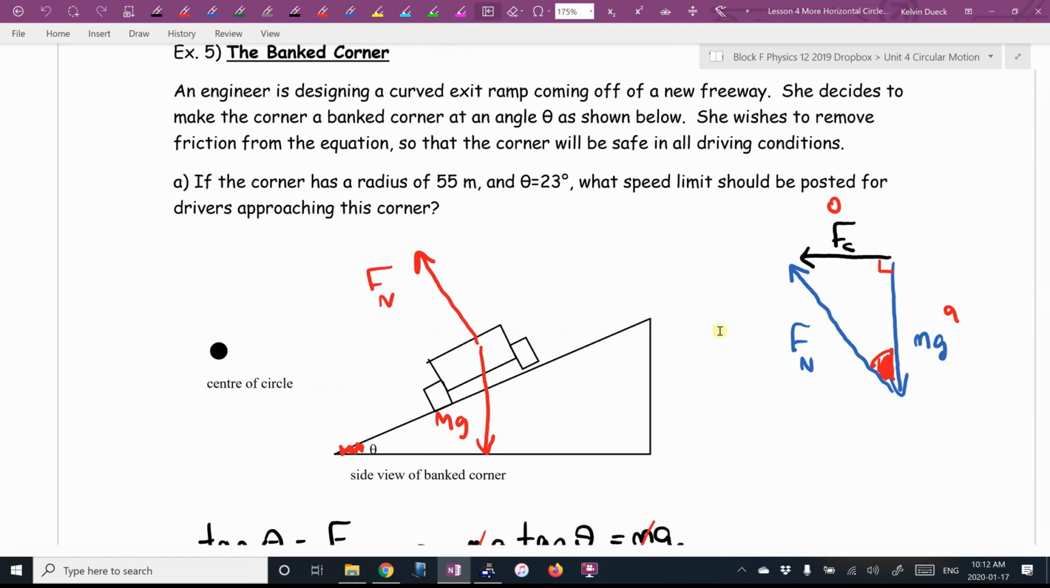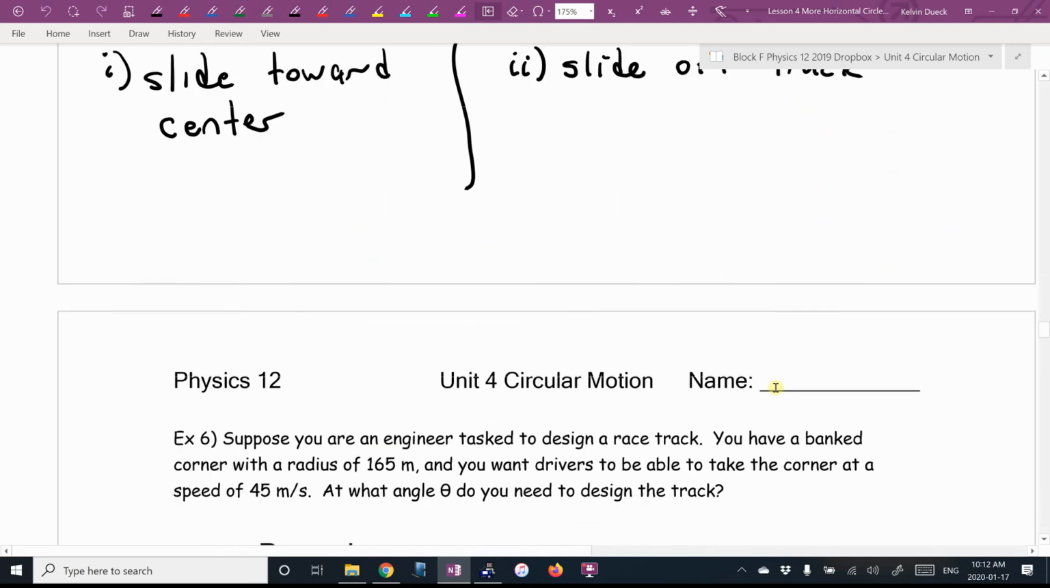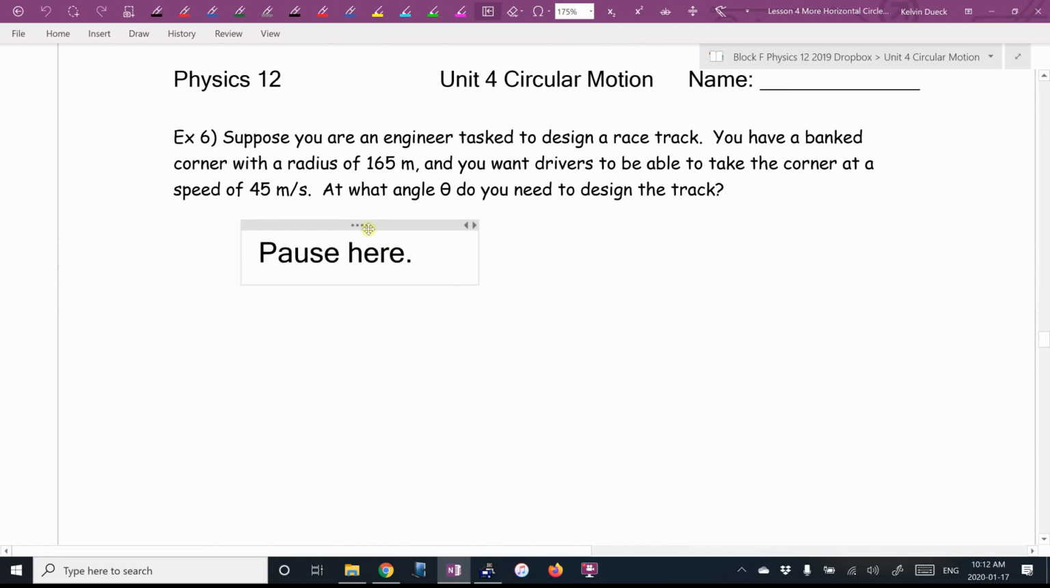The reason this banked corner was so weird, though, was because there was an angle. Did I say angle? No components. We said this time, no components. And we got to example 6.